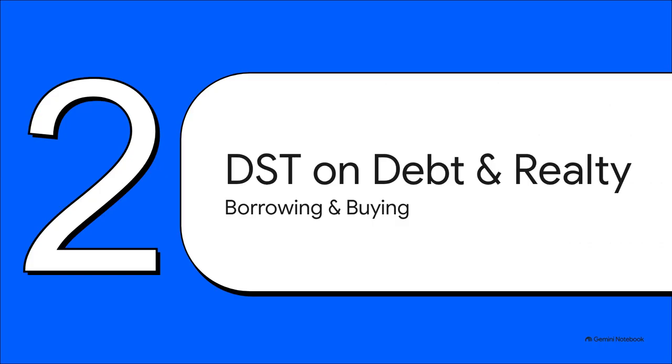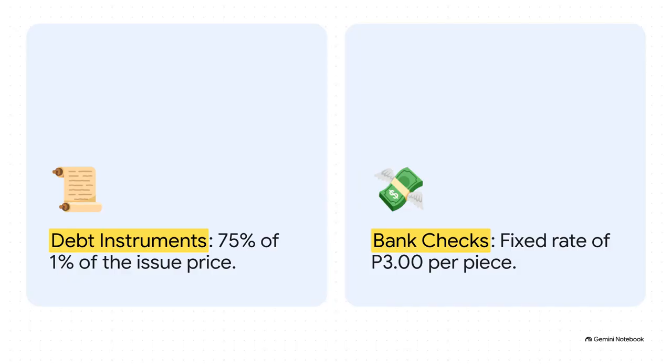Moving right along to Section 2, DST on debt and realty, the borrowing and buying pattern. Shifting gears from equity to debt, notice the stark contrast here. When a corporation borrows money, like a debt instrument, they get hit with a percentage-based tax, which is 75% of 1% of the issue price or face value. And if it's for less than a year, it's just prorated.